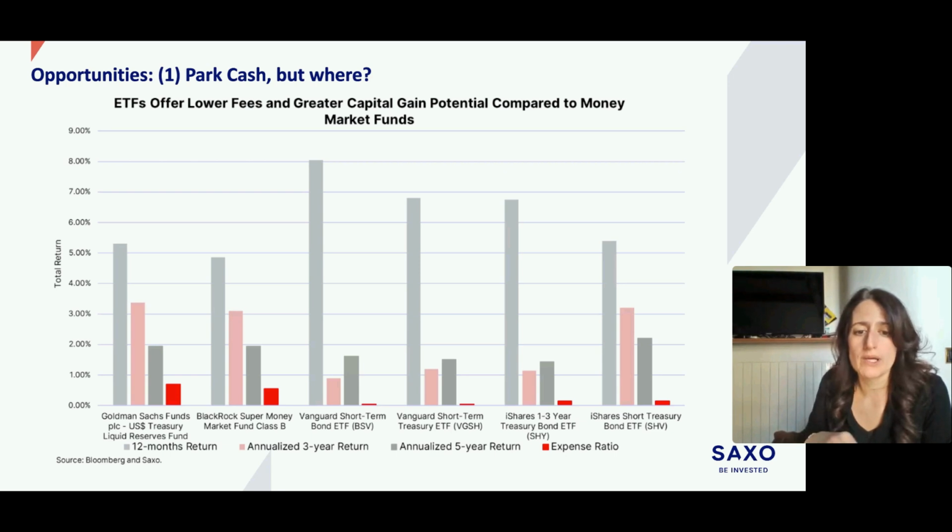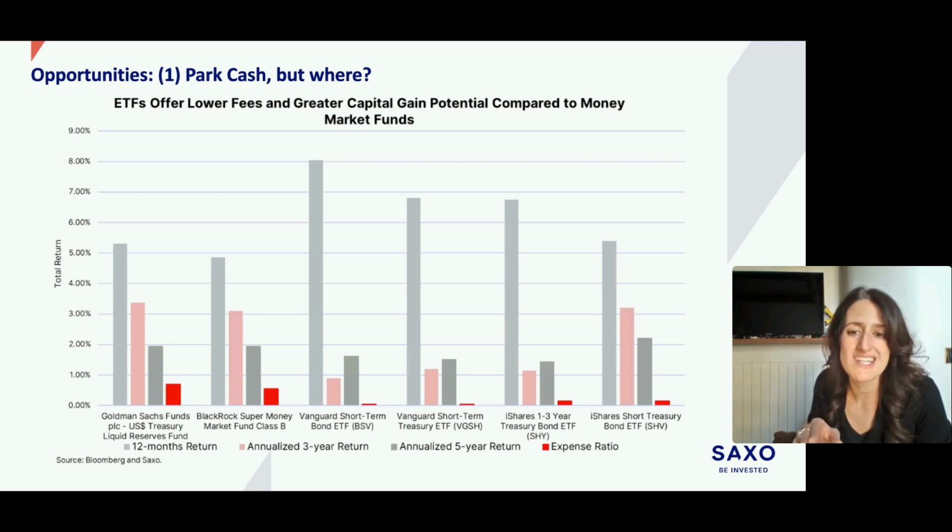And also when we compare, for example, the 5-year total return, we see that money market funds have been returning around 2% per year. That is very similar to the iShares short treasury bond ETFs. But what is good about the iShares short treasury bond ETFs is that the expense ratio, the fees of these ETFs, are much lower compared to the money market funds that we have looked at.